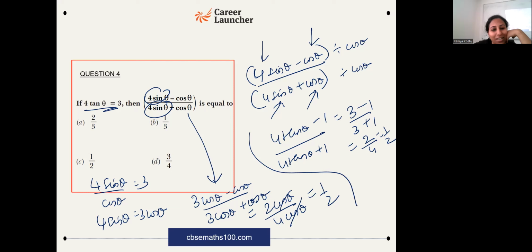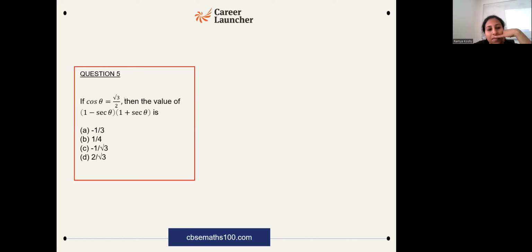No, ma'am. Okay. This one. This is easy. I'll skip this. Okay. Root 3 by 2 cos theta, which means sec theta, you know, is 2 by root 3. So you can directly do this.